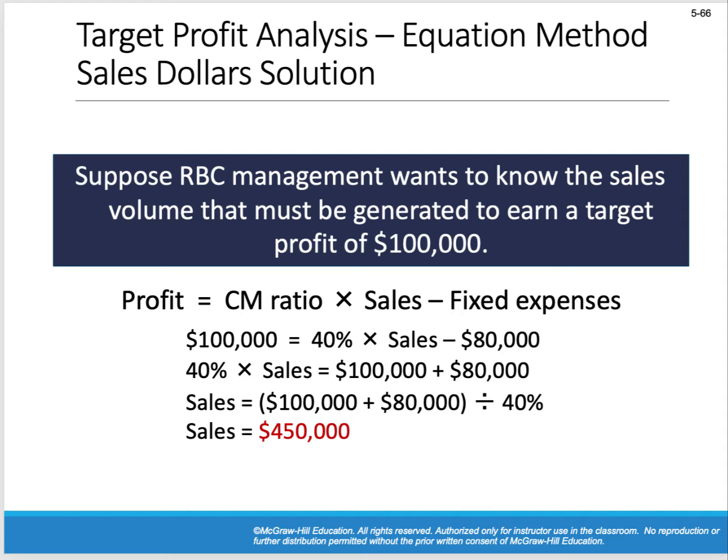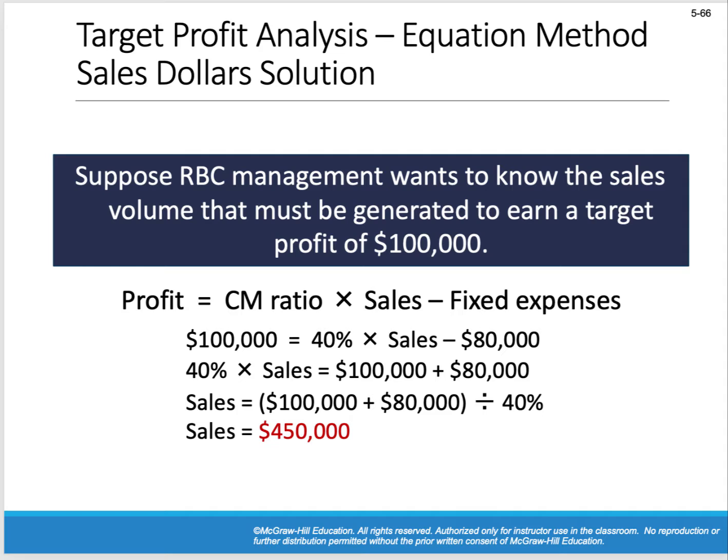Keep in mind, because I'm looking for a target profit in sales dollars, I have to use the CM ratio. Cannot use unit contribution margin or contribution margin per unit. Because I'm looking for dollars, I have to use the CM ratio, okay?